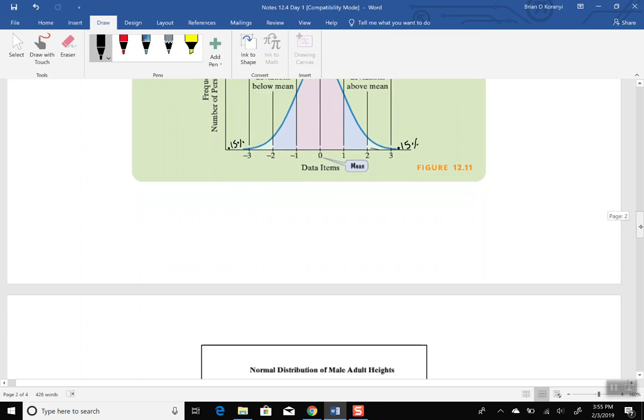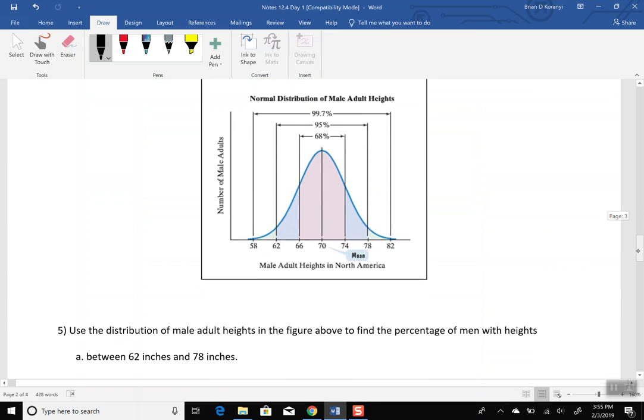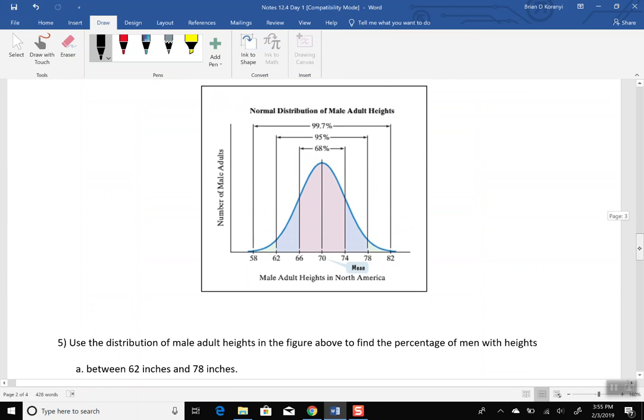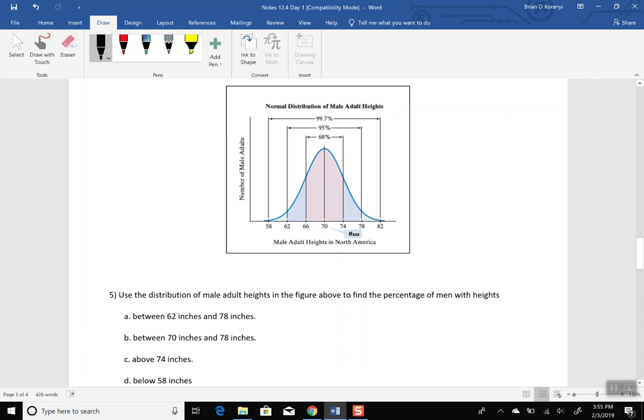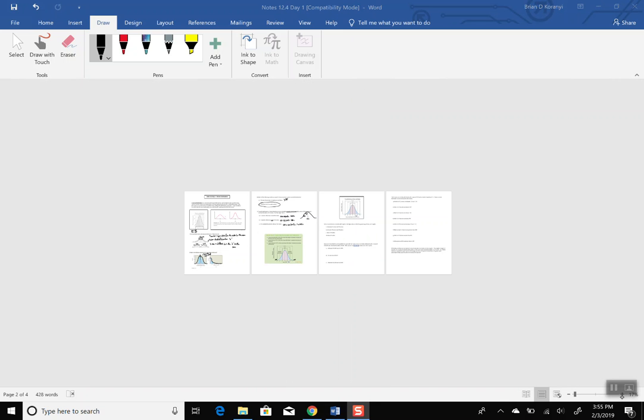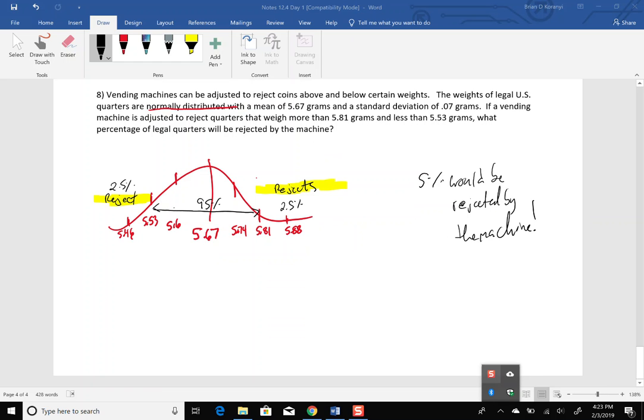So let's see some use of that. All right. Use the distribution of male adult heights in the figure above to find the percentage of men with heights within this range. I'm going to make this a little bit smaller.